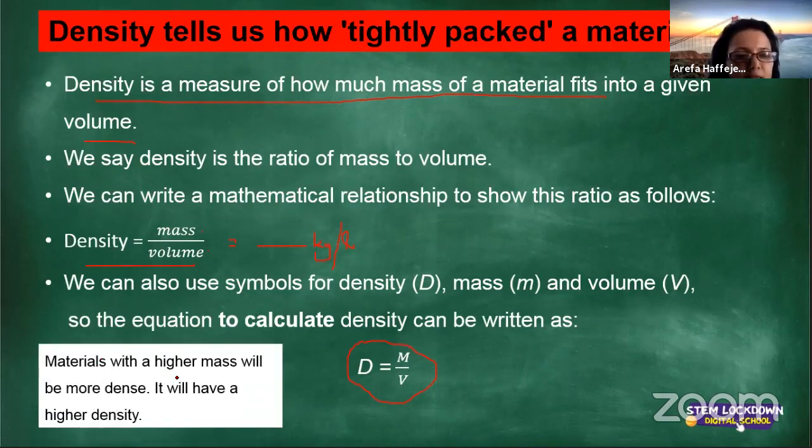So the materials with a higher mass will be more dense, and we say it has a higher density. So when we say that materials have a higher mass, we say that it is more dense. And when it is more dense, we say it has a higher density. Okay, so we're going to look at what we have next here.